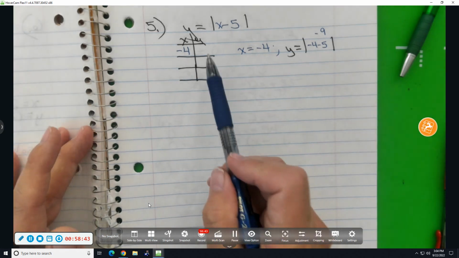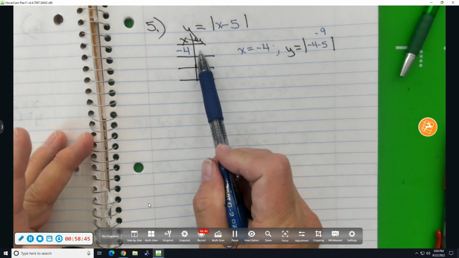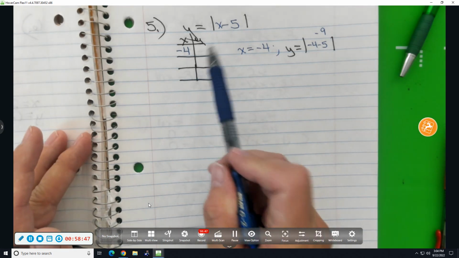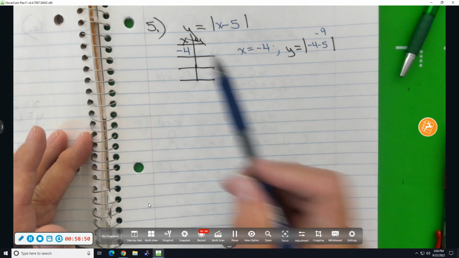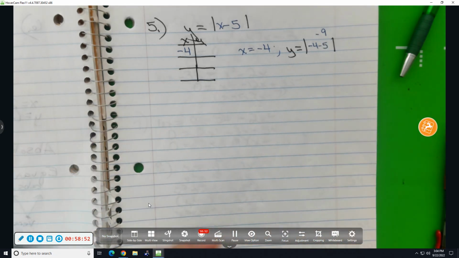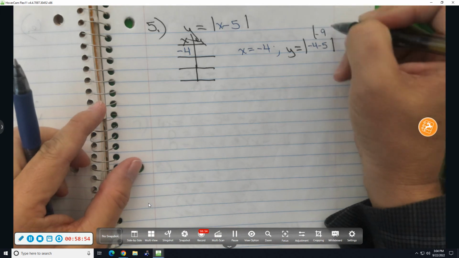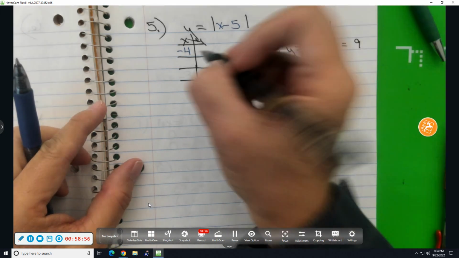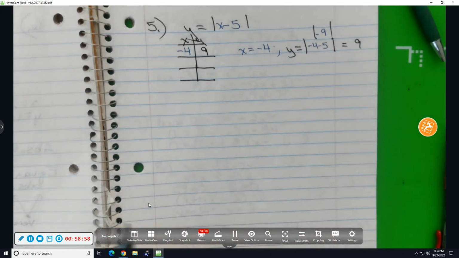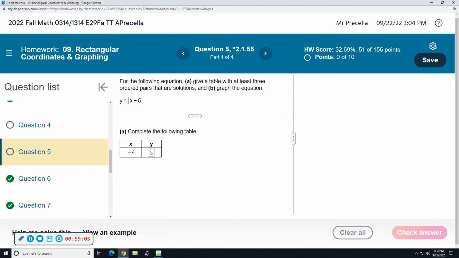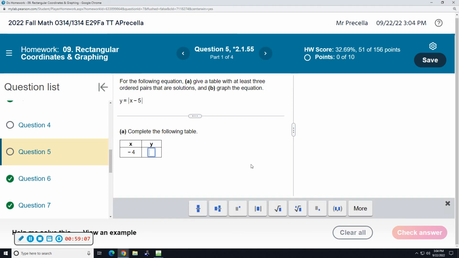You would be surprised how many people would write -9 here and forget to take the absolute value. What should we have here? The absolute value of -9, I agree, is +9. So there's my first ordered pair. They're going to make me come over here and punch that number in before it gives me the next x value.